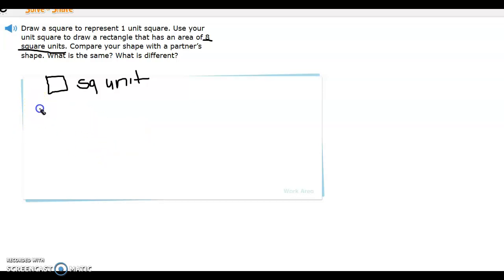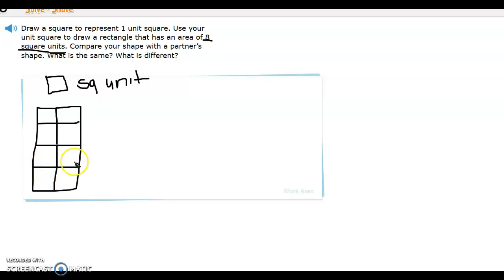And I'm going to make a vertical looking rectangle. Then I want to make sure it has 8. So I know half of 8 is 4. So half of it should have 4 and the other half should also have 4. I can double check that my area is 8 by counting them. 1, 2, 3, 4, 5, 6, 7, 8. So here's my area of 8.